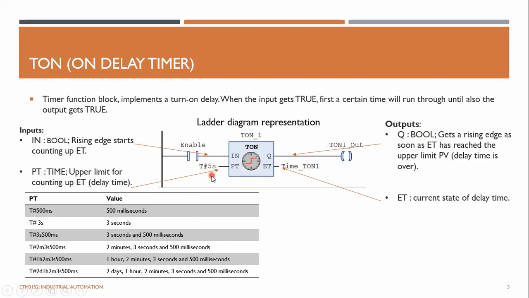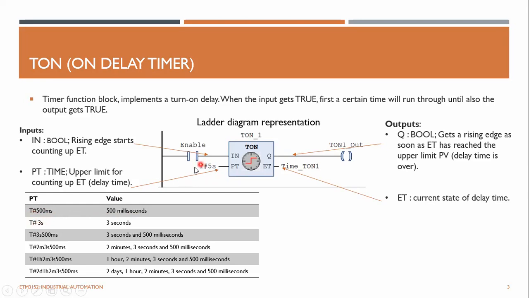There are a few ways of defining the time delay. You have seen in Arduino programming, you just type 1000 for milliseconds. If you want to define the delay in seconds, you just type T hash and your time, 5 seconds. If you want to define this delay in milliseconds, for example 500 milliseconds, you should type T hash 500 ms. For seconds, it's just 3s.